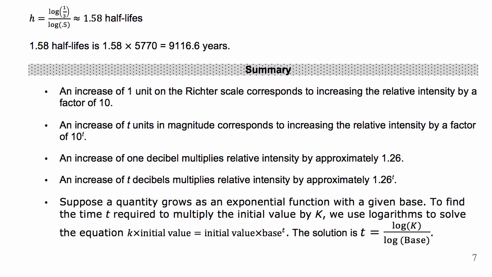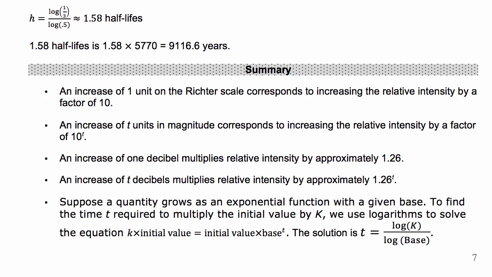Summary: when measuring an earthquake, an increase of 1 unit on the Richter scale corresponds to increasing the relative intensity by a factor of 10. An increase of t units in magnitude corresponds to increasing the relative intensity by a factor of 10 to the t. When measuring sound, an increase of 1 decibel multiplies relative intensity by approximately 1.26, while an increase of t decibels multiplies relative intensity by approximately 1.26 to the t power.